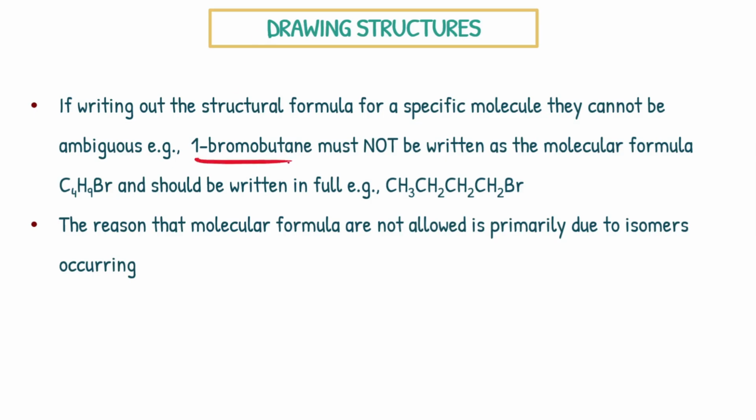So for example, right here, 1-bromobutane must not be written as the molecular formula. So for example, this C4H9Br is the molecular formula for this compound right here, okay? You can't do that. It has to be written out in full with all of our alkyl groups, okay? Why is this? It's due to the presence of potential isomers occurring, okay? So for example, this one right here might have 2 isomers existing, like 2-bromobutane, something like that.